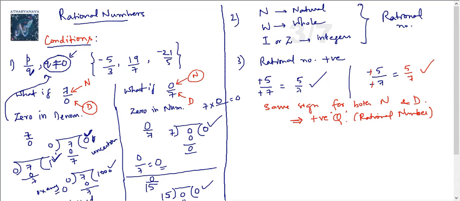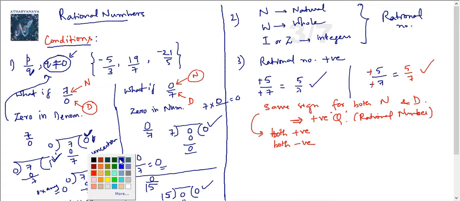So same sign for both numerator and denominator. It can be both positive or both negative, isn't it? That's how you get a positive number.